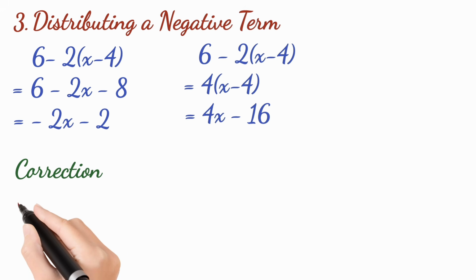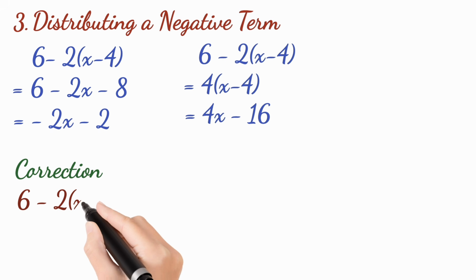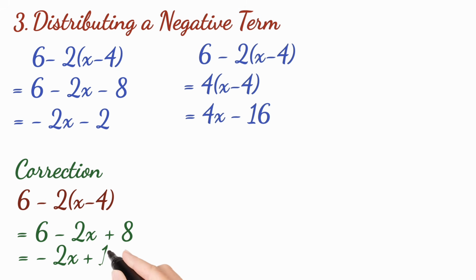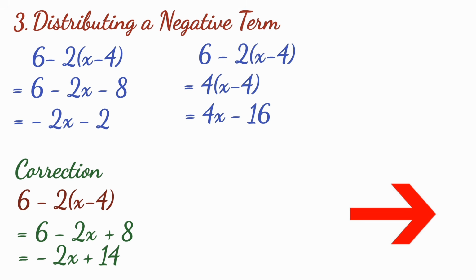Children, now see what you will do. See properly, you will definitely understand, and in future you will never make this mistake. So 6 minus 2x, and minus times minus, 2 4s are 8, because you are multiplying minus 2 with minus 4. So the answer is minus 2x plus 6 plus 8, 14. Clear? I hope now it is clear to you. You will not repeat it now.